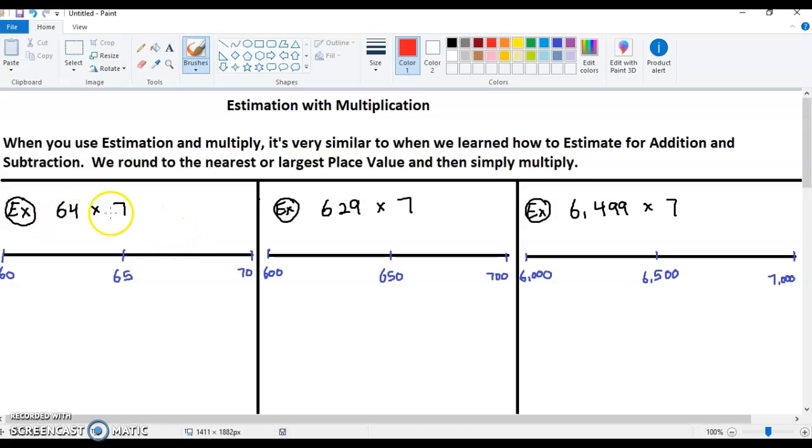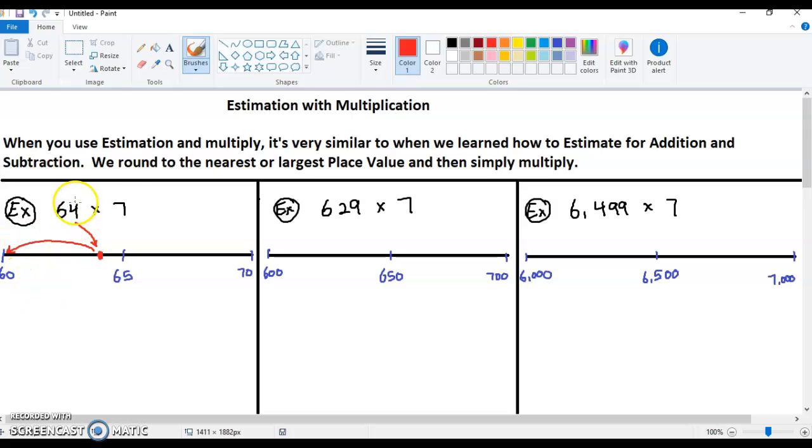The first one says 64 times 7. So the first thing we need to figure out is, is the number 64 going to be closer to 60 down here, or is that going to be closer to 70 over there? Well, let's think about it. If you look at the number line, you can see here's 60, here's 65, and here's 70. I put 65 in the middle because that number is halfway between 60 and 70. So 64 would probably be right around here. This would be 64. And since 64 is less than halfway, we would say that 64 is closer to 60.